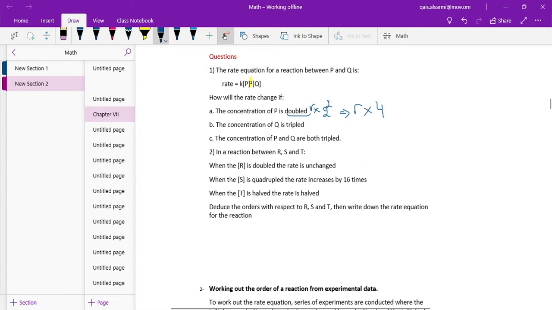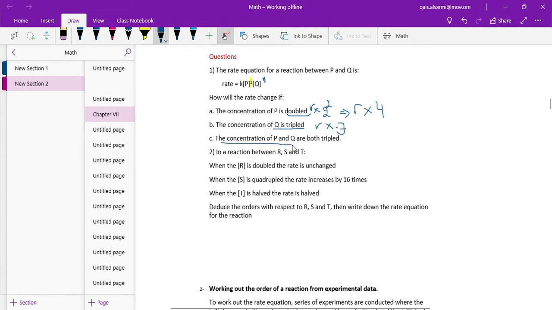Now the concentration of Q is tripled. As you can see, Q is to the power of 1. So therefore, whatever applies to Q applies to the rate. If the concentration of Q is tripled, then the rate is going to be multiplied by 3, or it's going to increase by a factor of 3.